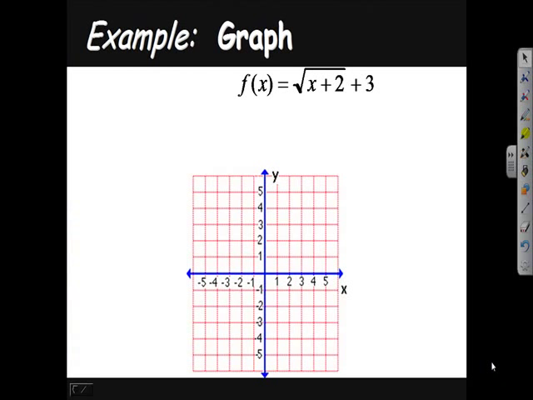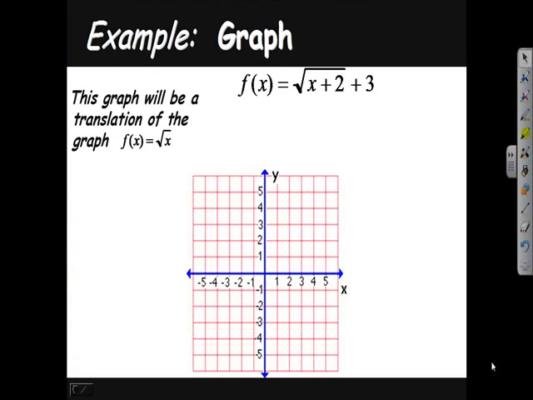So in this example, we're going to graph f of x equals root of x plus 2, and then plus 3. So one thing to note is that this graph is going to be a shift of f of x equals root x. It should go to the left 2 and up 3. That'll put us at the point negative 2 comma 3. So when we go to make our table of values, it's good to know that negative 2 comma 3 is a really key point in this graph.